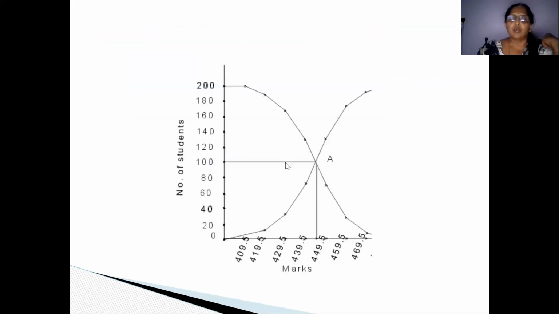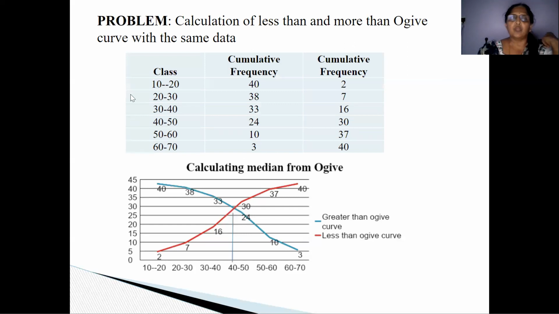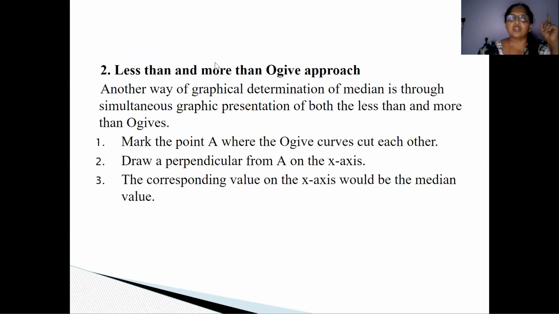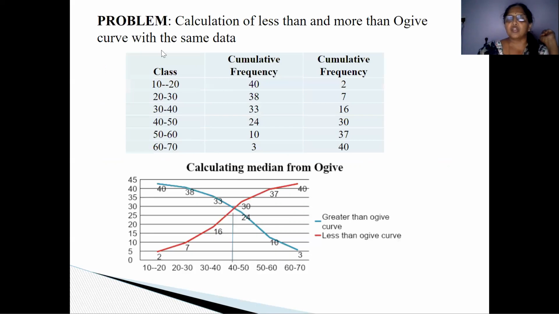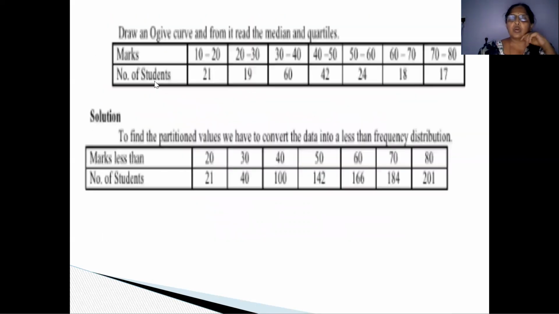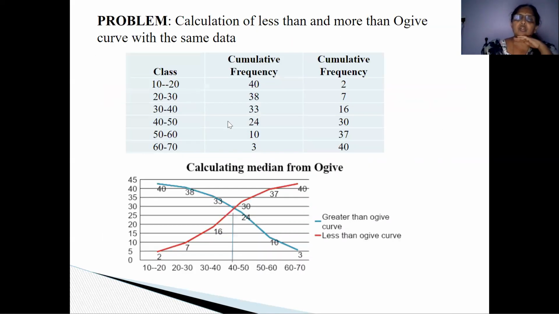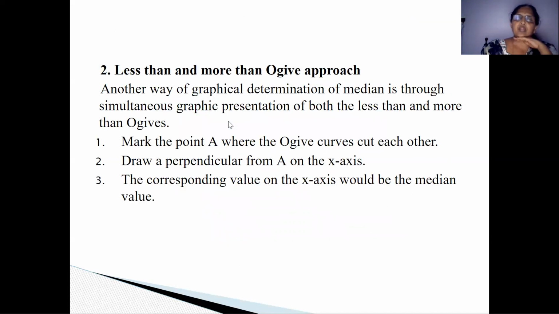Next, this problem is the same, that is, less than and more than are connected here. In this same problem, if you work it out with the less than and more than, where they meet, we get the same result. For this, we have worked out the same problem. Next, come to the next problem.